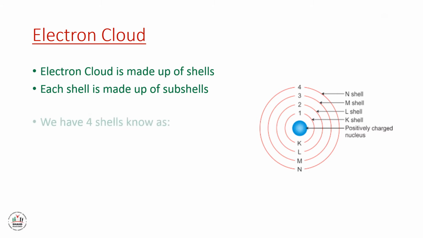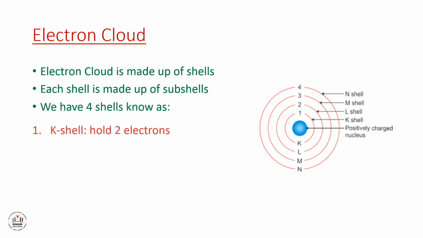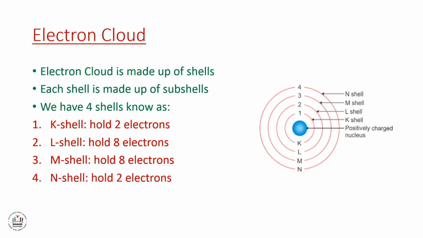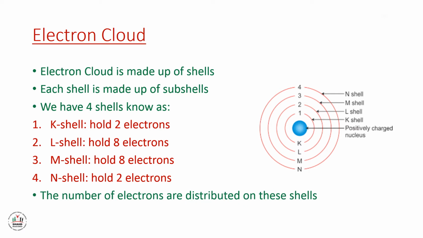In each atom, we have 4 shells. They are known as the K shell, which holds a maximum amount of 2 electrons. The L shell holds 8 electrons. The M shell also holds 8 electrons. And finally, the N shell, which holds 2 electrons. The number of electrons in each atom are distributed on these shells.